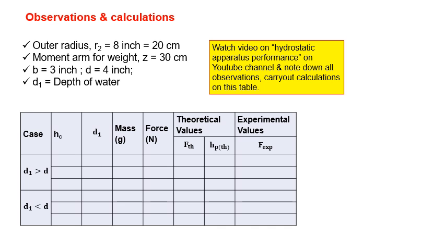The mass in grams and the depth D1 in millimeters, these were the 2 observations taken, and you can fill out the remaining components using the formulas discussed. You have to compare the theoretical values and experimental values of the force, and the center of pressure will only be determined theoretically. You can plot a graph using the experimental value of force on the vertical axis and theoretical value on the horizontal axis, and then draw the best fit curve.